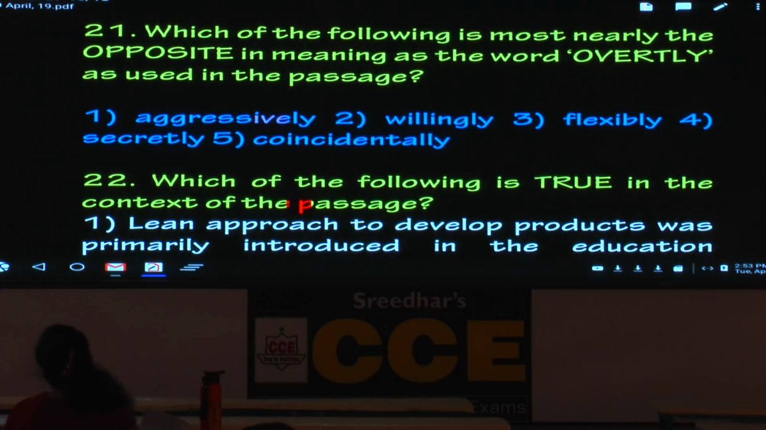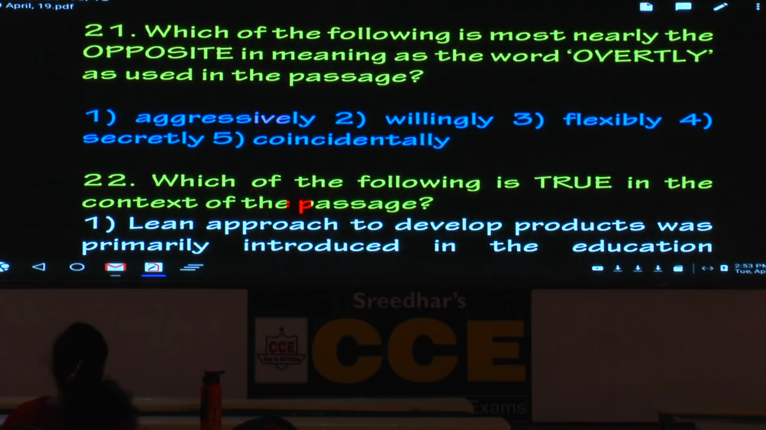Question number 21, what is it? Overtly. In the second paragraph, the writer himself uses the pronoun I. The second sentence in the second paragraph: I am overtly critical of the lean manifesto. It means he is not for a lean manifesto, he is pro empathetic approach.